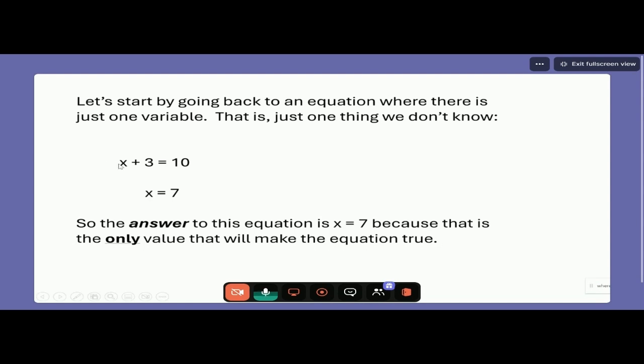If you put in something different for X, like 8, you'll get 8 plus 3 on the left, which is 11, which is not equal to 10. So the left and the right would not be equal. Only 7 will make the left and the right equal, which is what solving an equation means.